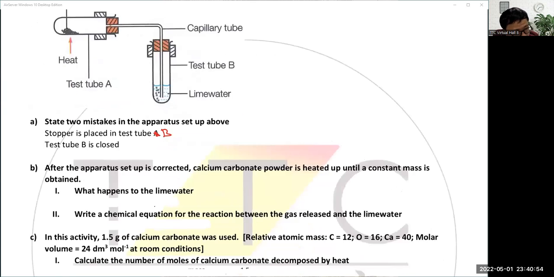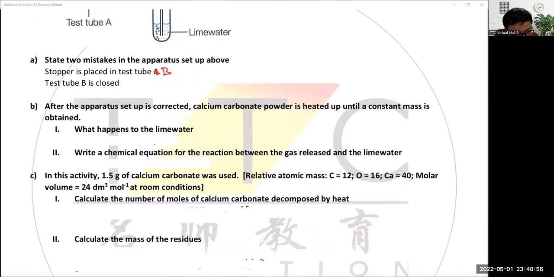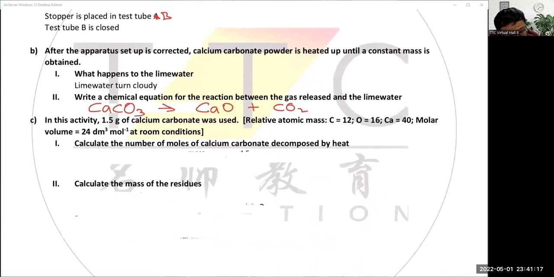Okay, now after the apparatus setup is correct, calcium carbonate is heated until the constant mass is obtained. What happened to the limewater? The limewater will turn cloudy. Okay, so the chemical equation will be: calcium carbonate, if you heat it up, becomes calcium oxide and carbon dioxide gas.